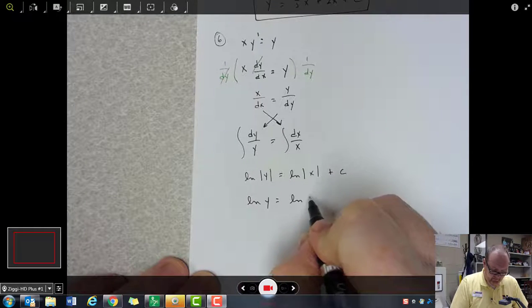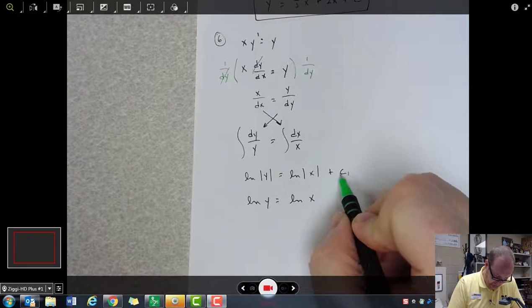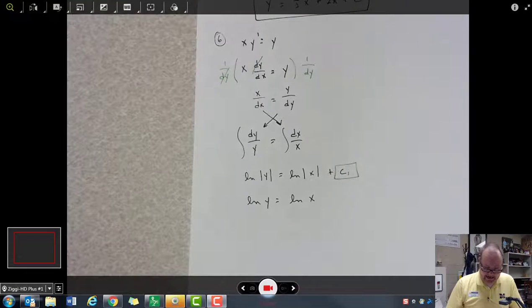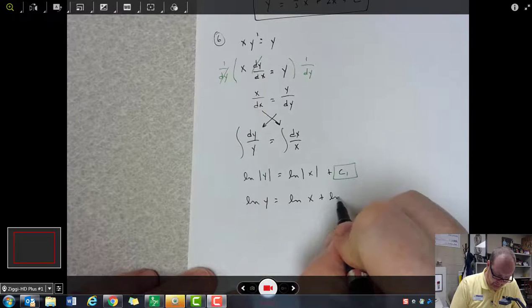So I'm going to rewrite this as the natural log of y equal to the natural log of x. And then I'm going to pull another sleight of hand. This is some constant. I can write any constant as the natural log of some other constant.